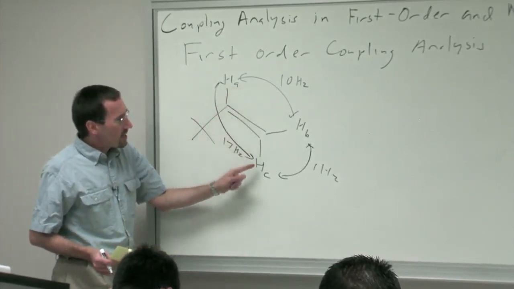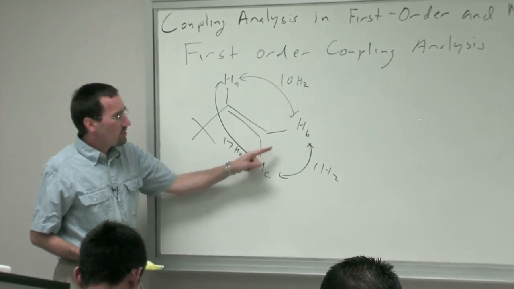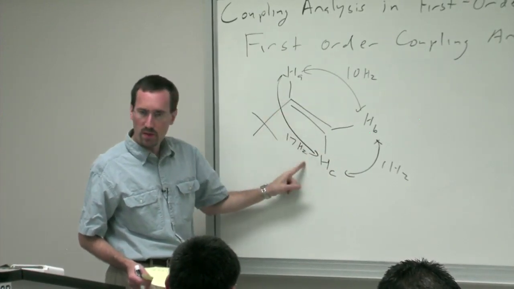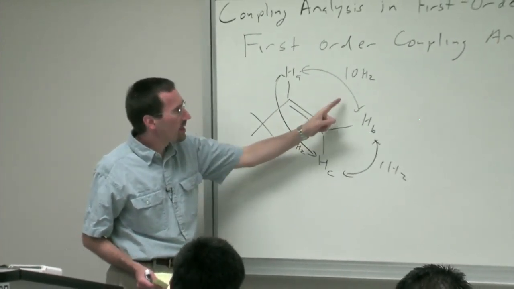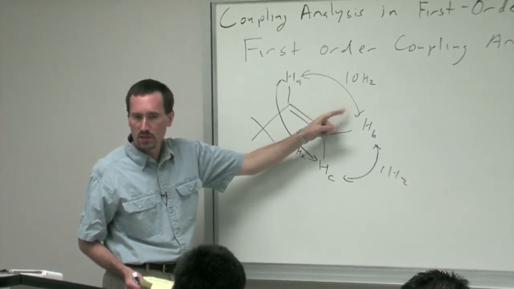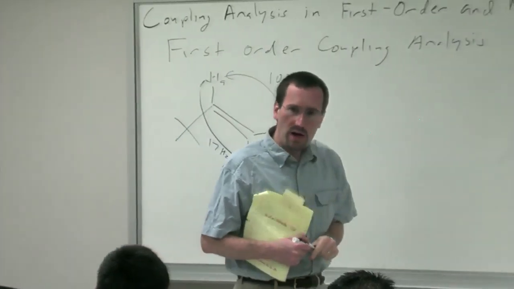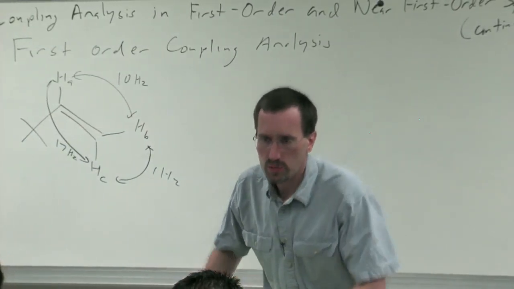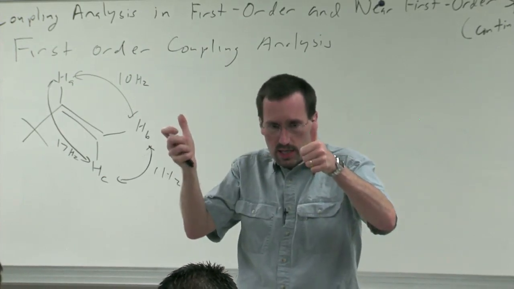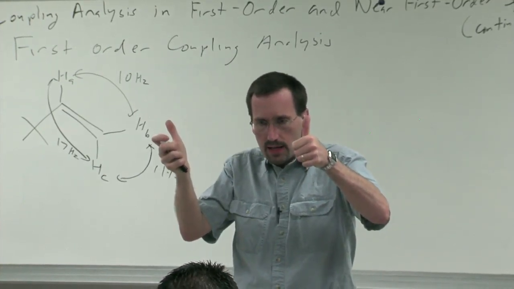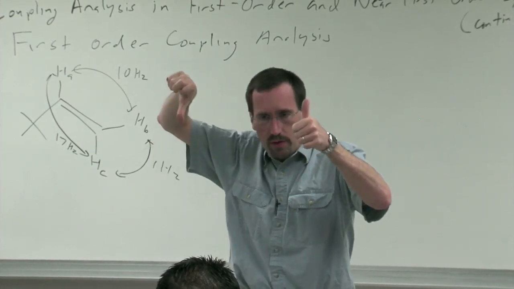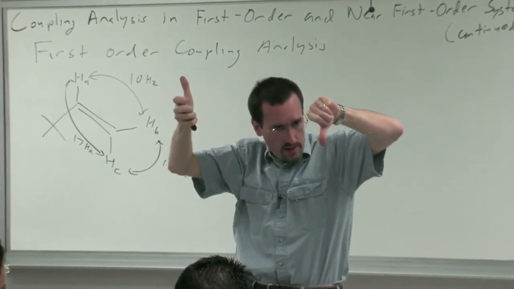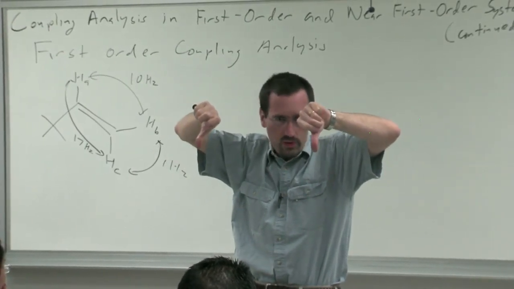HA is going to be split by HB and HC. HC is going to split it with about a 17 hertz coupling constant, and HB is going to split it with about a 10 hertz coupling constant. To put it another way, in the different molecules, HA is going to see some molecules where HB and HC are both spin up, some molecules in which one is spin up and one is spin down, some in which the other is spin up and the other is spin down, and some in which both are spin down.